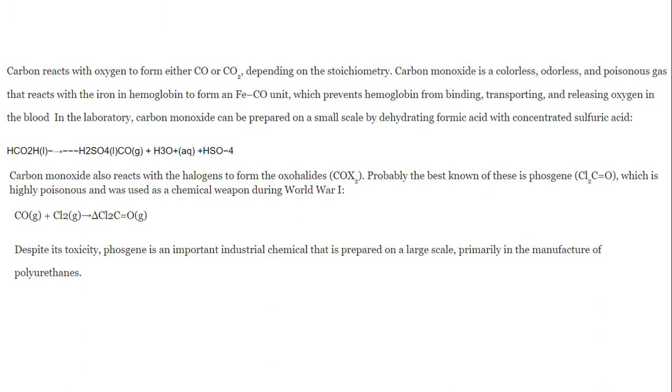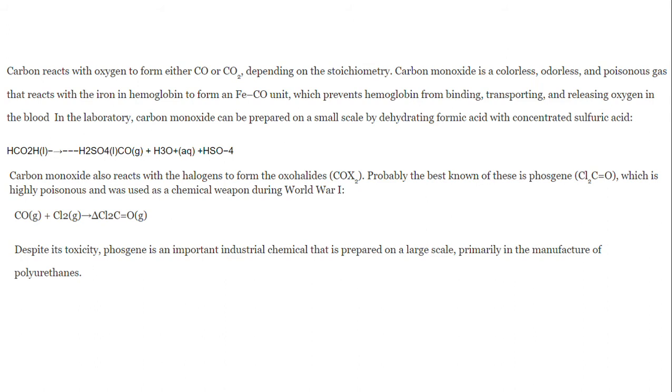Now we see that carbon reacts with oxygen to form either carbon monoxide or carbon dioxide, depending on the stoichiometry. Carbon monoxide is colorless and reacts with iron in hemoglobin to form Fe-CO, that is a carbon monoxide unit, which prevents hemoglobin from binding, transporting and releasing oxygen in the blood. In the laboratory, carbon monoxide can be prepared on a small scale by dehydrating formic acid with concentrated sulfuric acid. The reaction given here shows the formation of carbon monoxide.